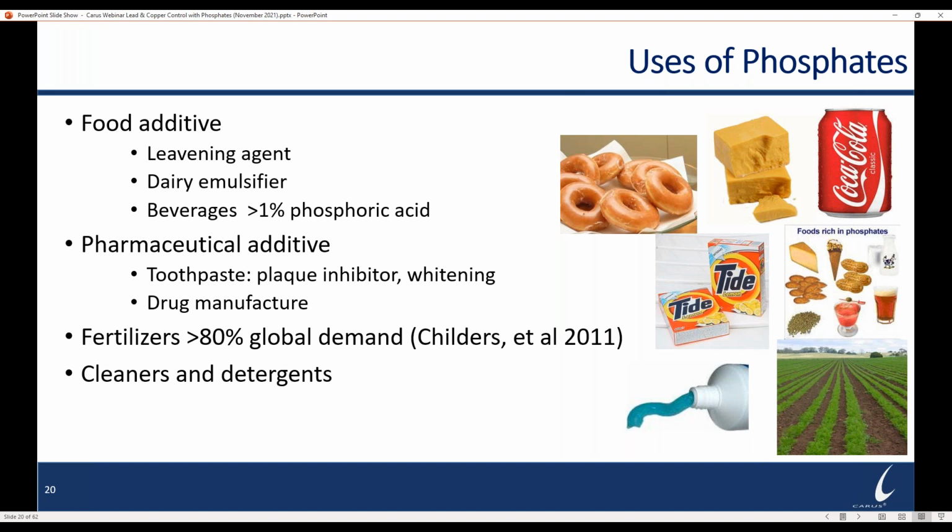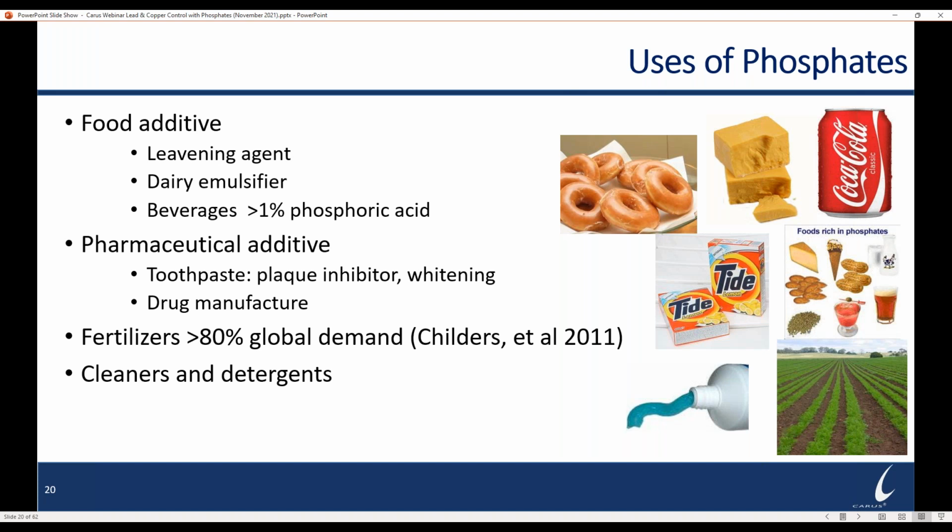Well, phosphates are something that people and consumers come in contact with on a daily basis. They're a food additive. So they're a leavening agent in donuts and bread. So people that consume donuts and bread on a daily basis are getting some phosphate content. They're a dairy emulsifier in cheese. So there's phosphate content there if they eat cheese on their burger or on their pizza. They're also in the can of Coke or Pepsi that you drink.